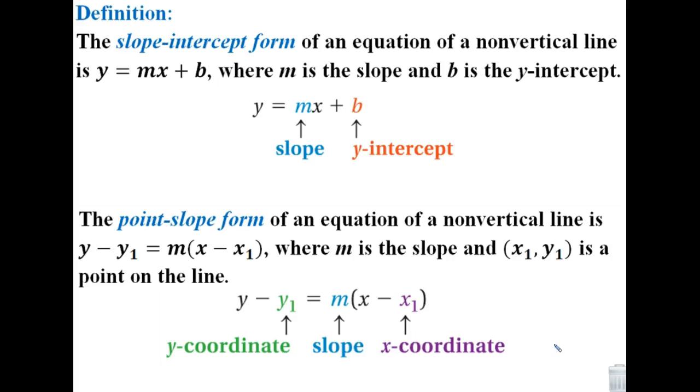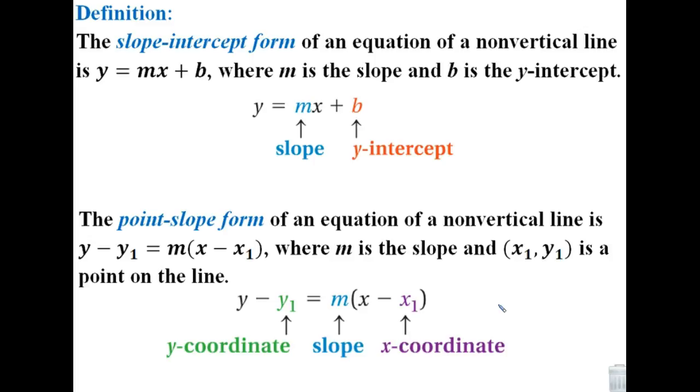Once we have the slope, we can look at writing the actual linear equations, and we'll look at 2 different ways to do that, 2 different forms of a linear equation. First one's the slope-intercept form. That's an equation of a non-vertical line that's y equals mx plus b, where m is the slope and b is the y-intercept. Again, y equals mx plus b. M's our slope we learned how to find a second ago, and b is going to be the y-intercept where the graph crosses the y-axis.